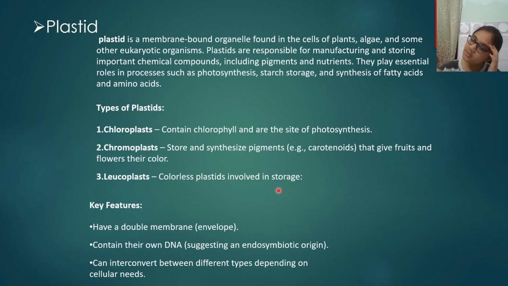Then the key feature is what? They have a double membrane envelope, contain their own DNA, and can interconvert between the different types depending on their cellular needs.